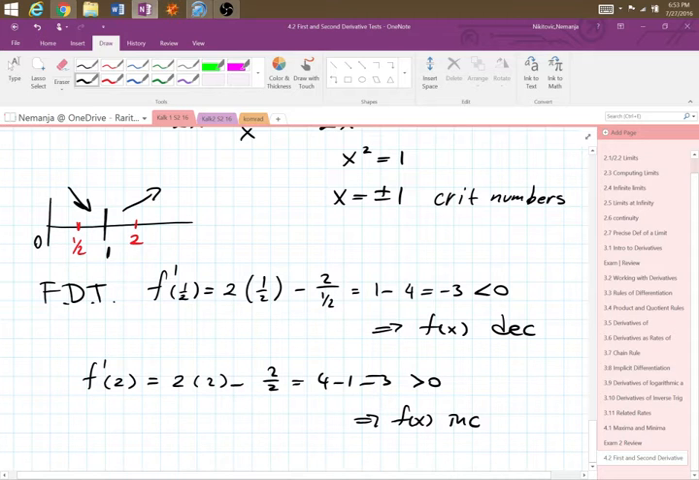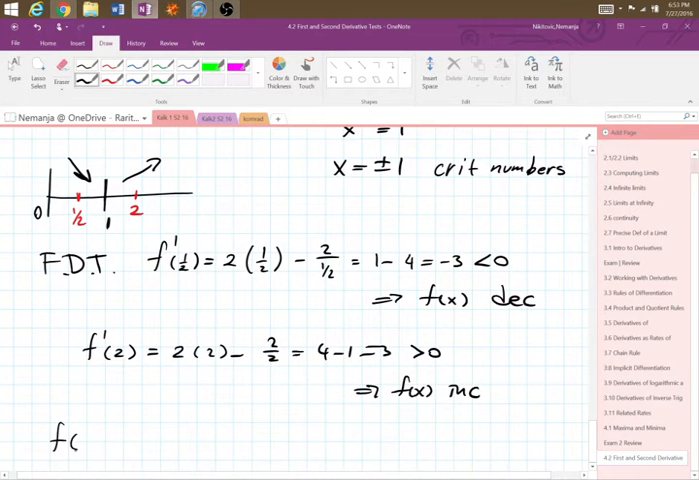Now we know that at 1 we have a critical point. We can compute f of 1, which is 1 squared minus 2 times ln of 1, which is 1 minus 2 times 0, which is 1. So we know that at x equals 1 we have a critical point. And looking at the chart up there, what is this critical point? Minimum.